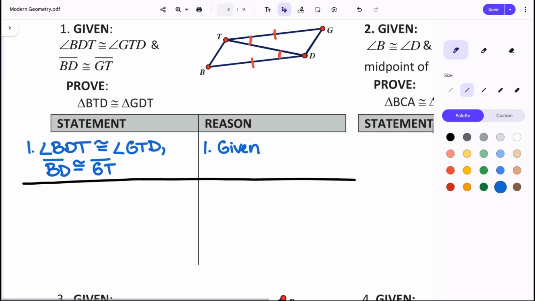Logan? The line in the middle between, like T to D you're talking about. Okay, so I'm going to go ahead and give that 2 dashes. And let's write this down. TD is congruent to, you're saying itself, so TD.